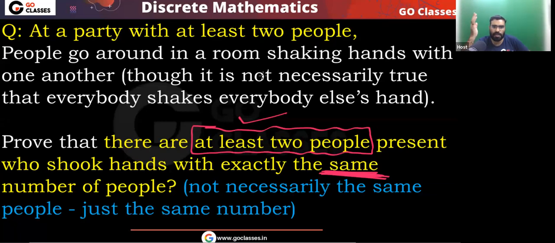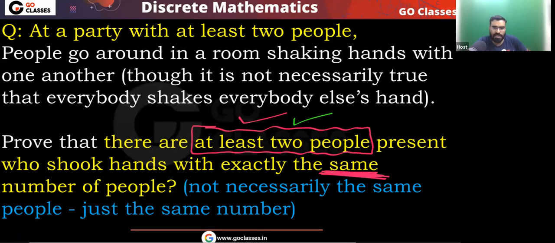Let me know. Sometimes we think, sir, how are you getting this idea that we need to apply pigeonhole principle? I'm not understanding how you got this idea that we should apply pigeonhole principle in this question. So I'm getting this idea from this line, that at least two pigeons are going to same something. Can you see? We need to apply pigeonhole principle here.